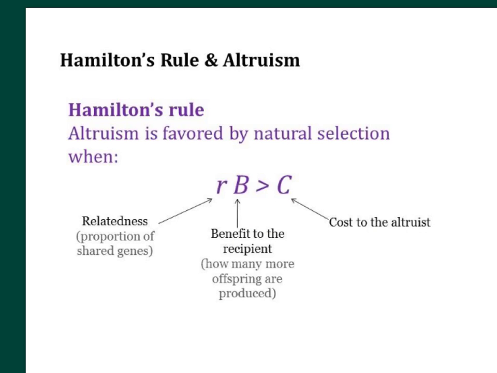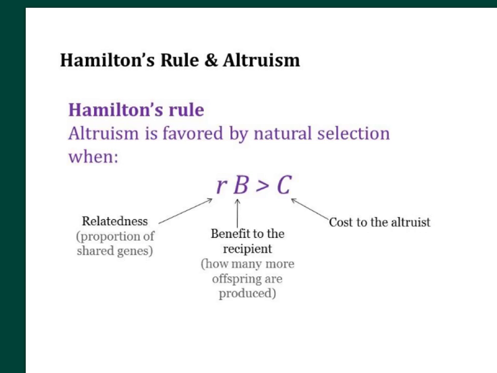So Hamilton tried to put this in some type of quantitative formula. So what he came up with is when is altruism beneficial? When is the cost too high for the individual to help out another person or another organism in that population? And so he came up with this formula.